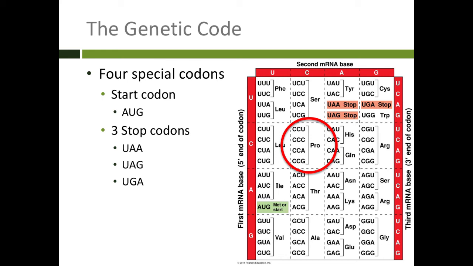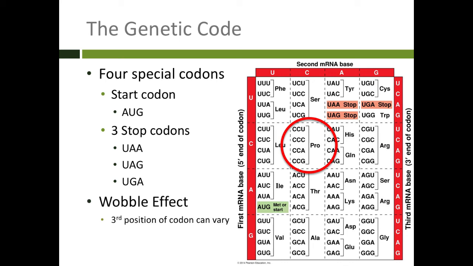Some of the amino acids are specified by more than one codon. For example, proline is specified whenever the codon starts with CC. It doesn't really matter what the third nucleotide is. A, U, C, or G will all give you proline. This is called the wobble effect.